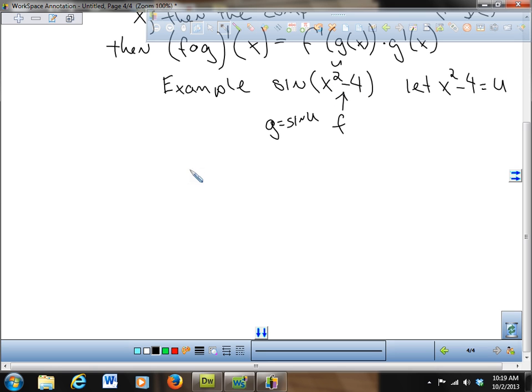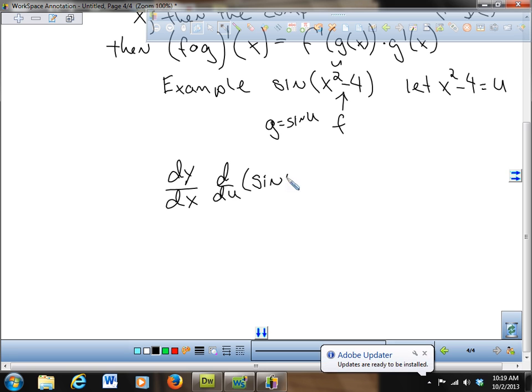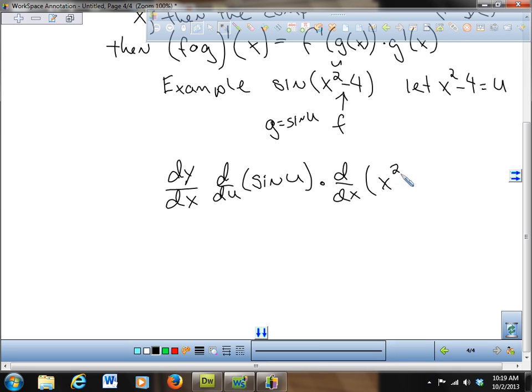So dy/dx is going to be d/du of sine of u times d/dx of x squared minus 4. Good, perfect.